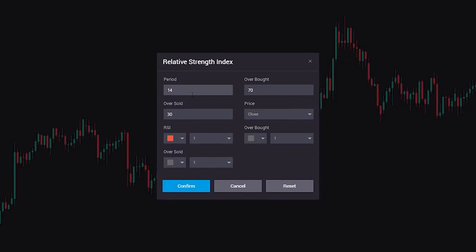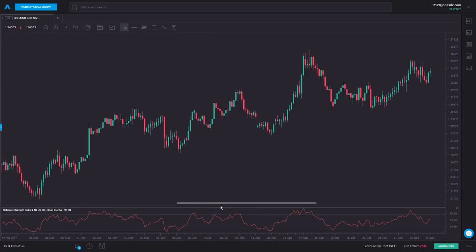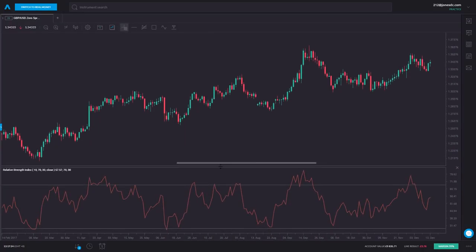Here we go. It defaults to the textbook version, 14-day RSI. Me, I like a 10-day RSI because it's 2 weeks. We can change the overbought, oversold areas. For now, let's stick with the textbook, 70 and 30%. Click on Confirm, and the RSI gets plotted on our chart. Let's just stretch that up.